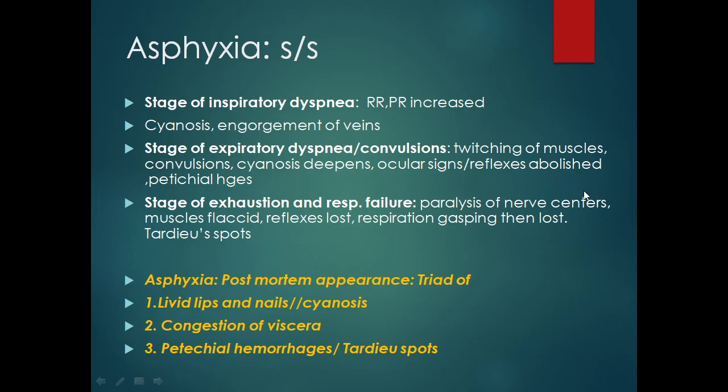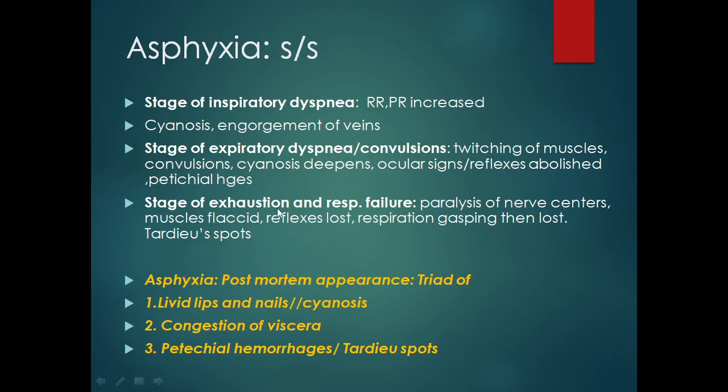There is twitching of muscles, convulsions will be there, and cyanosis deepens. There will be darkening of the cyanosis, and there will be ocular signs. The eyes appear bulging, petechial subconjunctival hemorrhages will be there, reflexes are abolished, and petechial hemorrhages will be there over the face, above the level of obstruction.